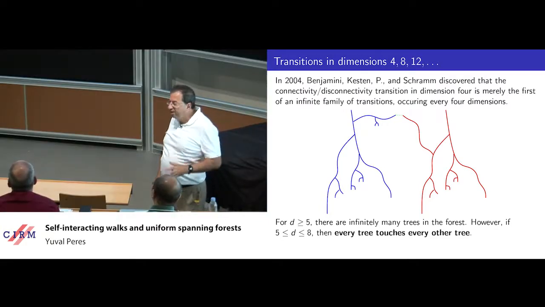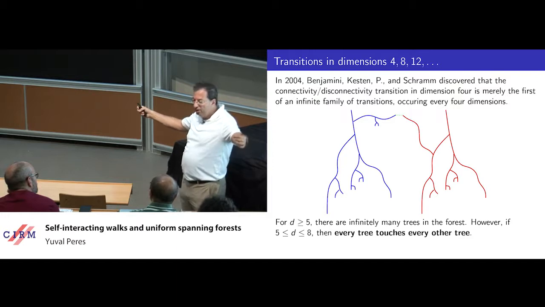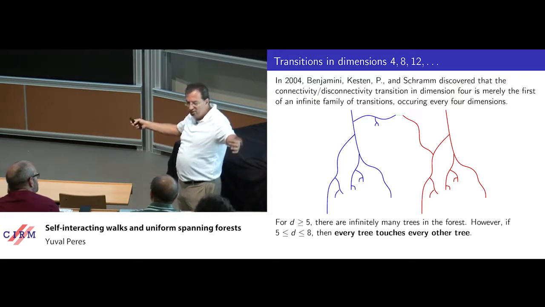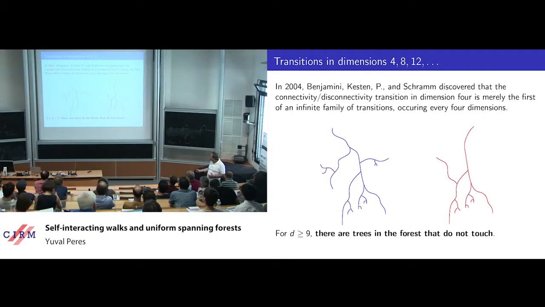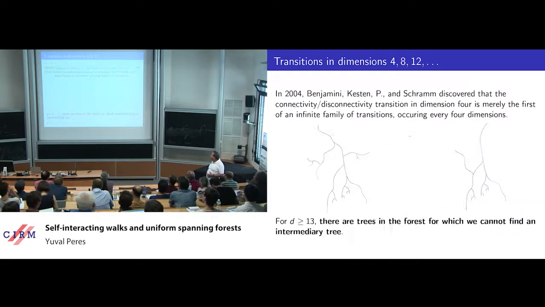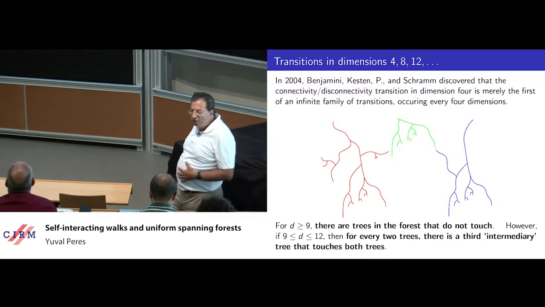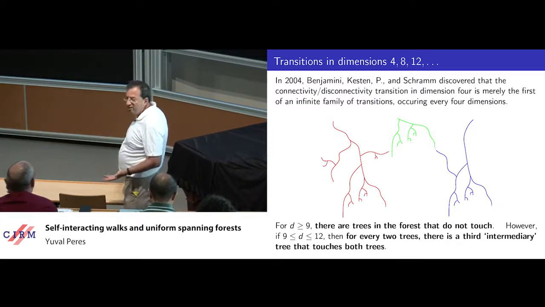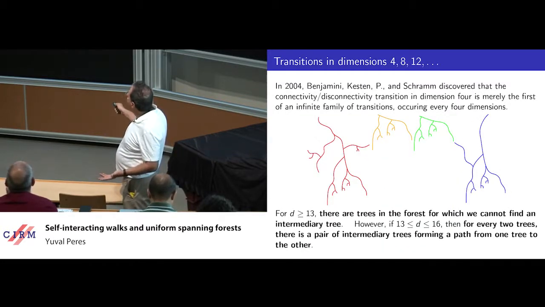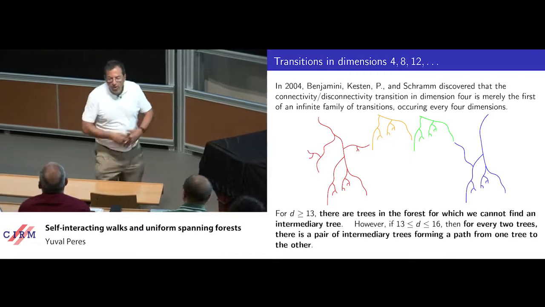And this is true in dimension 5, 6, 7, 8, but it fails in dimension 9. So in dimension 9, if you start at two faraway points and look at their components, with high probability, these components are not adjacent. Okay? So there are lots of trees in the forest that do not touch. And this is true in any higher dimension, but until dimension 12, we have a substitute, namely, for any two trees in dimension 9 to 12, you can find an intermediary. There is some other tree which is adjacent to both. Okay, this is true up to dimension 12, but it breaks down in dimension 13. But in dimension 13, you can find two intermediaries. And you get the picture. So there is a phase transition every 4 dimensions where you need one more intermediary.